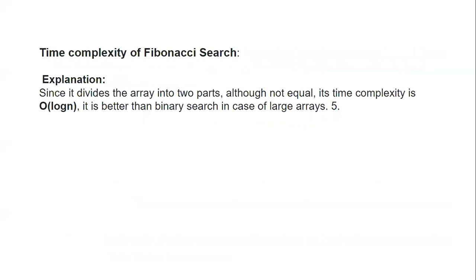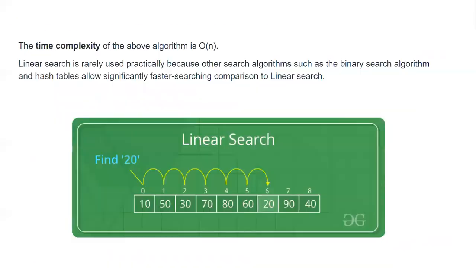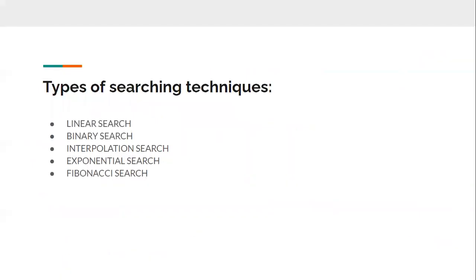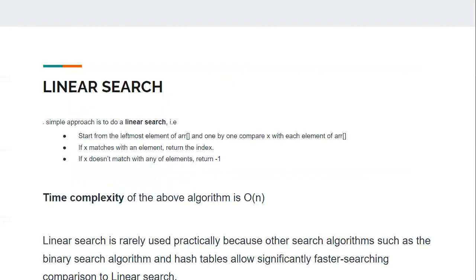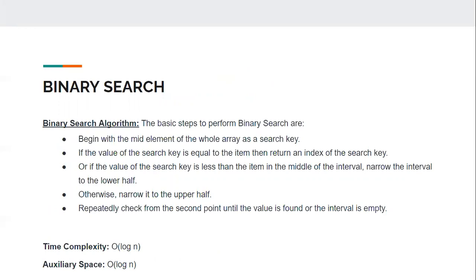So, the time complexity for Fibonacci search: since it divides the array into 2 parts, although not equal, its time complexity is big O of log n. It is better than binary search in the case of large arrays. So, the main searching techniques are linear search, binary search, interpolation search, exponential search, and Fibonacci search. The time complexity of linear search is big O of n, and the time complexity of binary search is big O of log n, and auxiliary space is big O of log n.